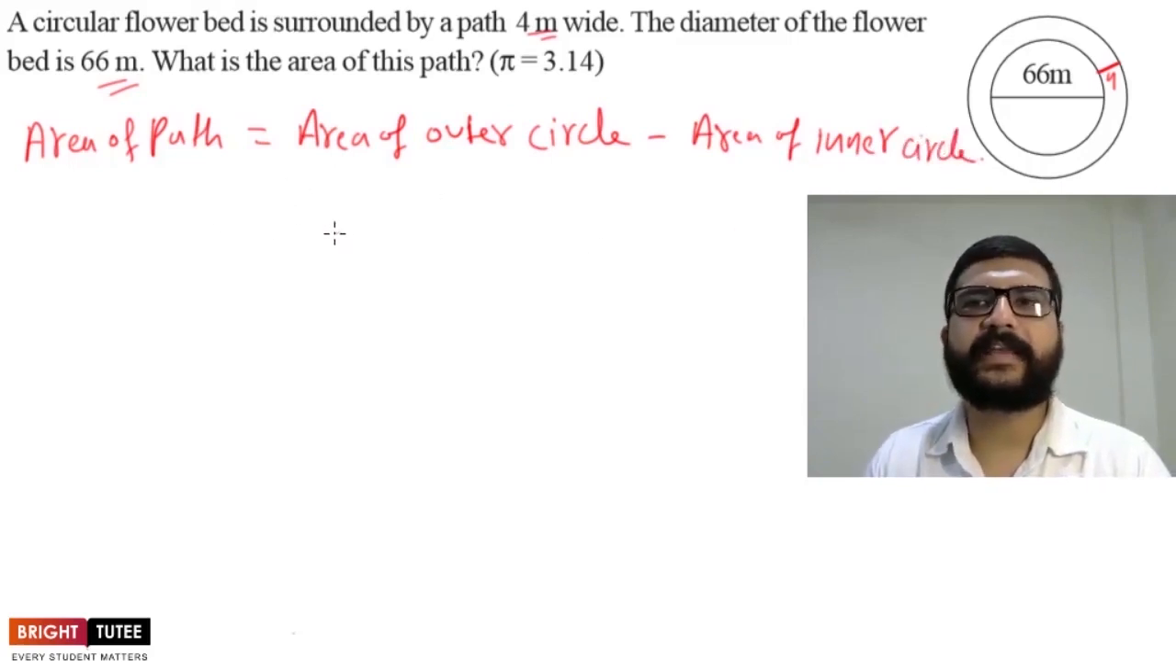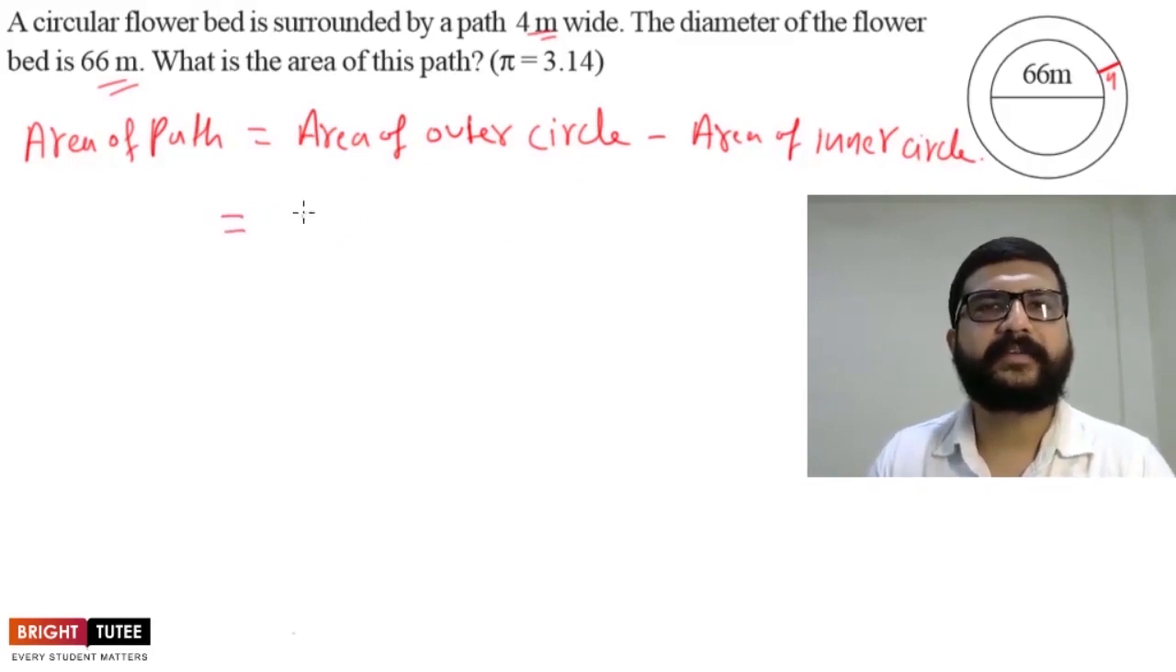Now how do we find the area of the circle? It is pi r square. So for that we can use pi r square. Here capital R is the radius of the outer circle minus pi r square, where small r is the radius of the inner circle. So this will be equal to, we can take pi common, into capital R square minus small r square.